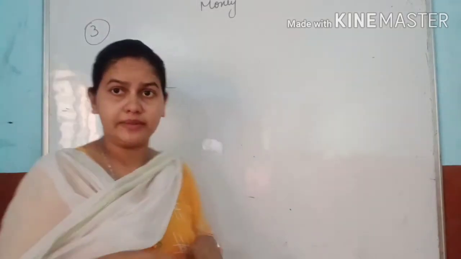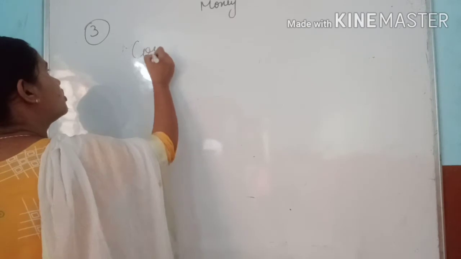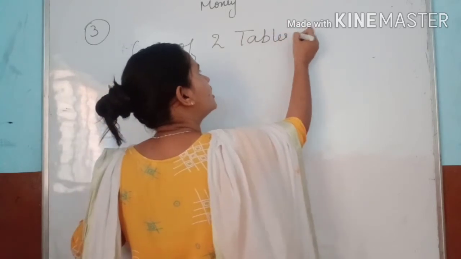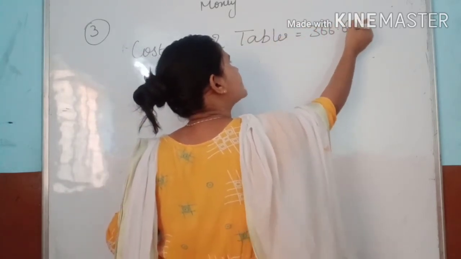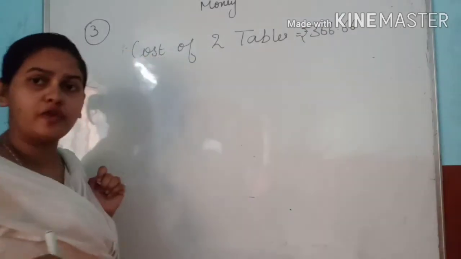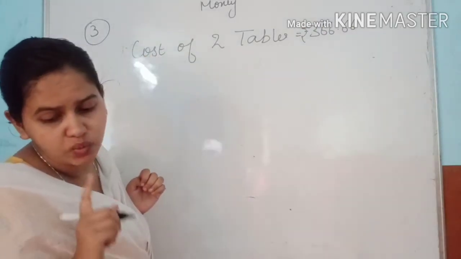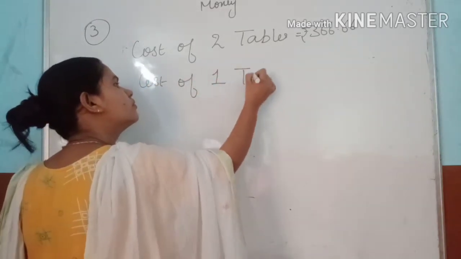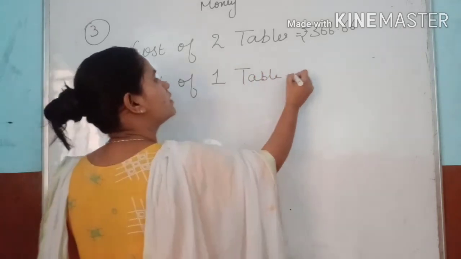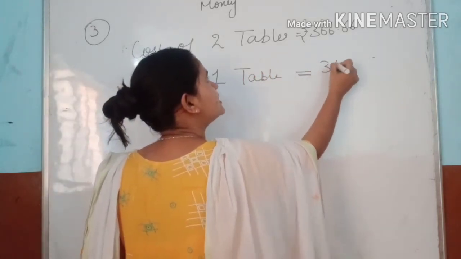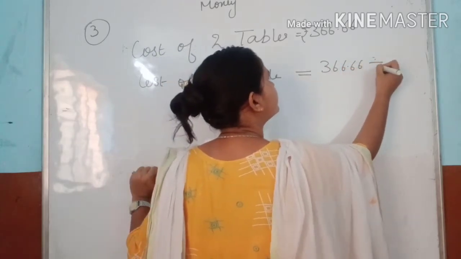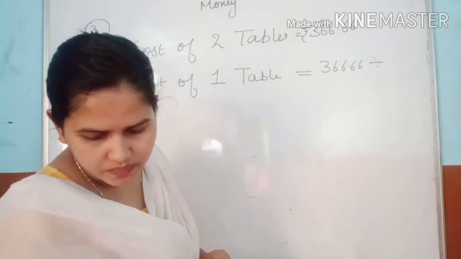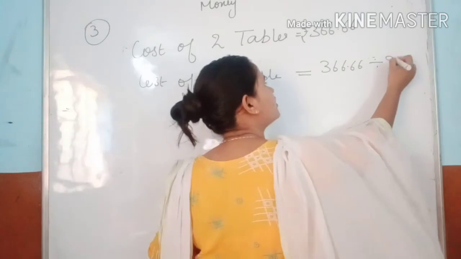Yes, the cost of 2 tables we will write here. Cost of 2 tables is 366.66 paise, right? Now what do we have to find? The cost of that 1 table, right? Cost of 1 table. So here is 366.66 divided by 2. Here is 2 tables, so we will find out the 1 table.